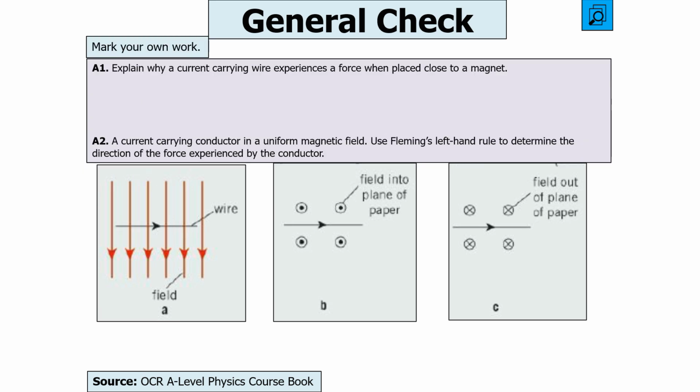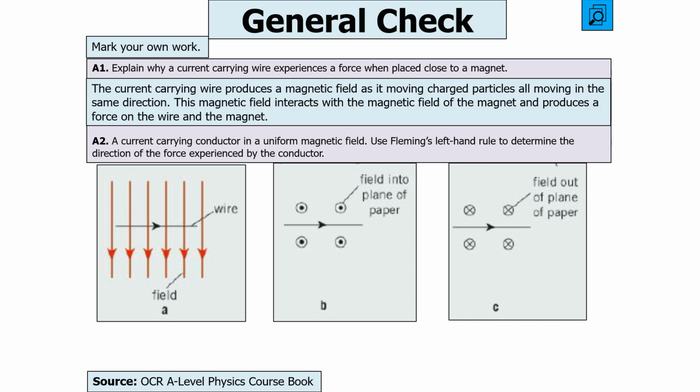Right, in this first one, it's the idea that the current carrying wire itself produces a magnetic field because it has charged particles moving in the same direction. Therefore, this magnetic field of the current carrying wire interacts with the magnetic field of the magnet and produces a force on the wire and on the magnet.